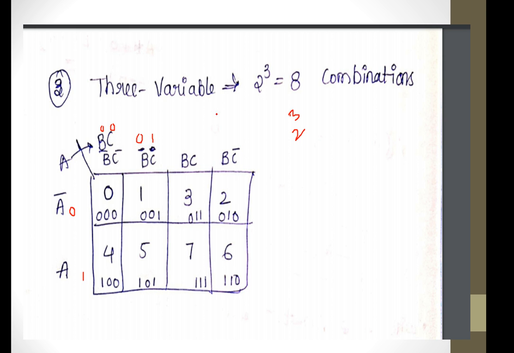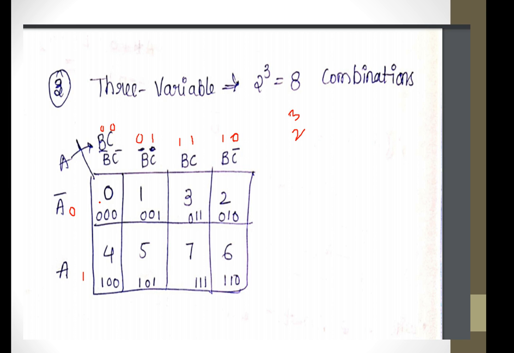Because here I am using the gray code, there is only one bit difference between two adjacent combinations. Why am I using gray code? In order to reduce the error. Then 10.